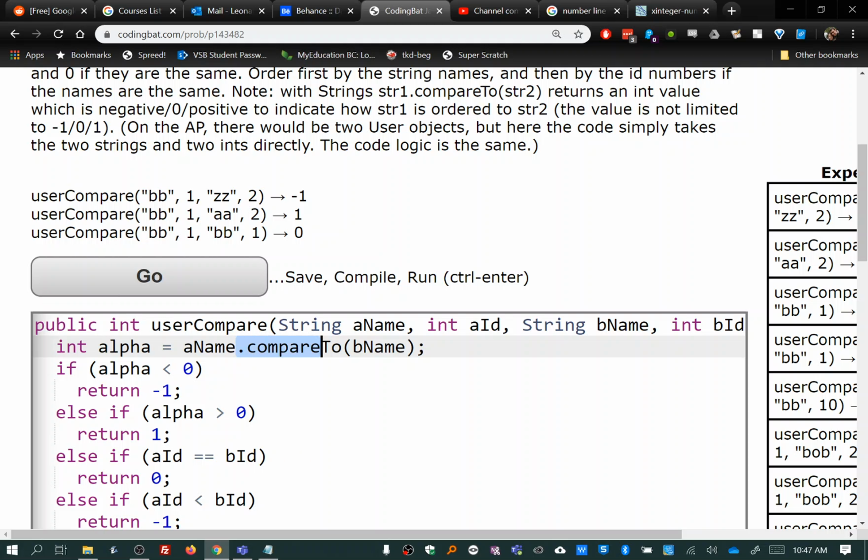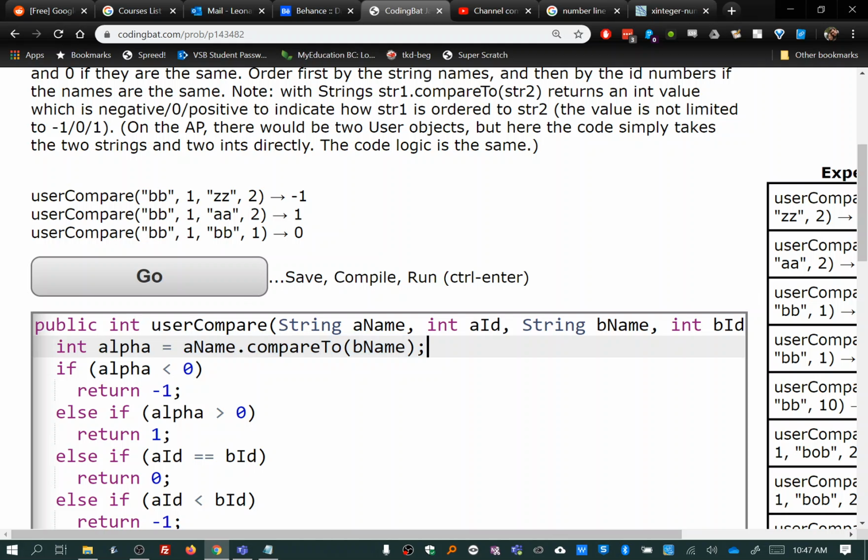compareTo returns either a negative number if this one wins, a positive number if this one wins, and by wins I mean if it precedes it alphabetically. If it's earlier in the dictionary than the other one, then it wins, so to speak. So if this one comes first alphabetically, it returns a negative number. If this one comes first in the dictionary, then it returns a positive number to indicate that the right one won. And if they're the same word, it returns 0.